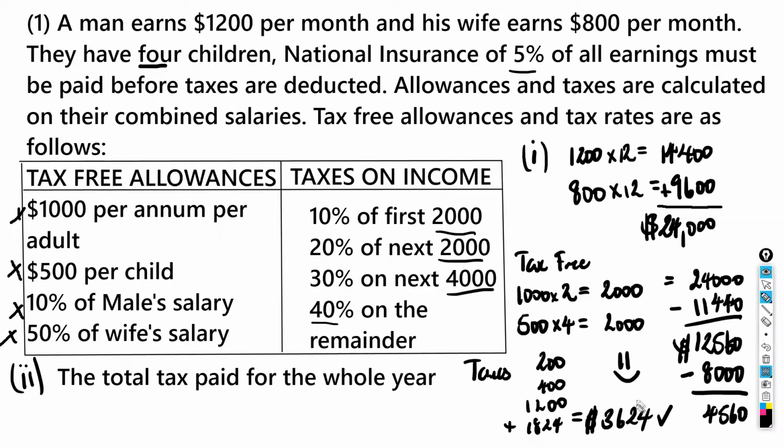All right. So for the two answers, the first answer was 12,560. That's the taxable amount. And the second answer was 3,624. That's the total tax paid for the year. Cool. All right, guys. So let's dive into another example now.